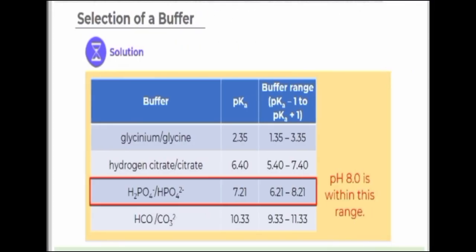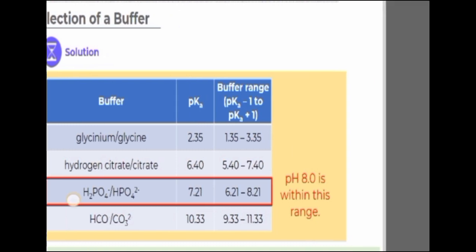Shown on the table are the buffer ranges for the given buffers. The pH value of 8.0 is within the range of 6.21 to 8.21, which corresponds to the dihydrogen phosphate hydrogen phosphate buffer. Therefore, this buffer is most suitable for the reaction.